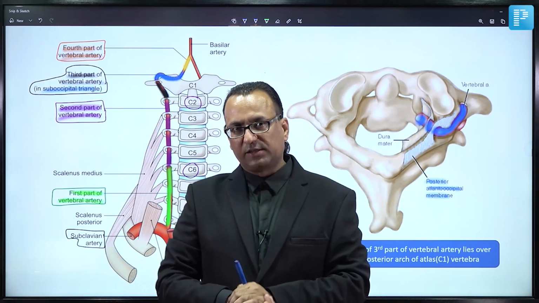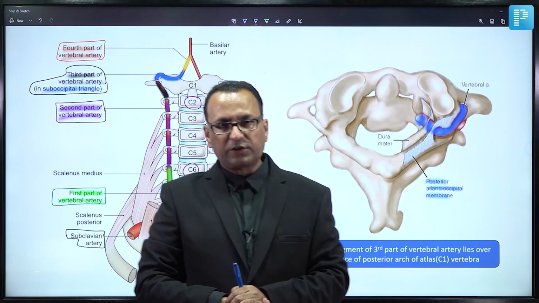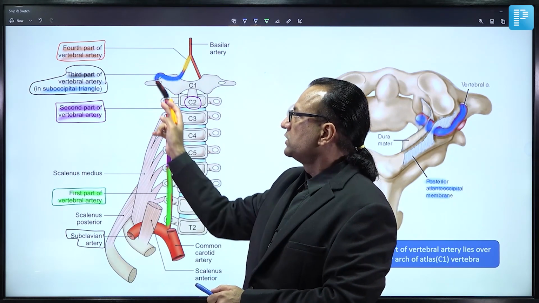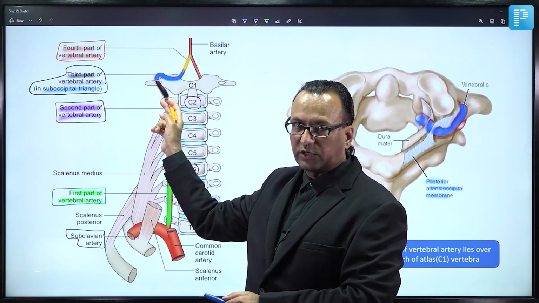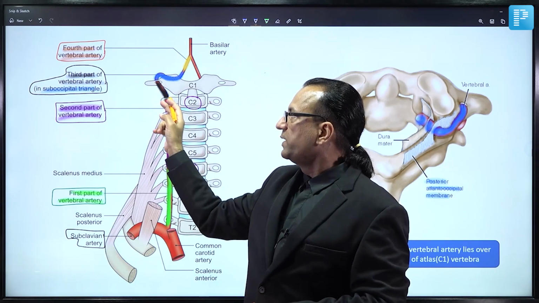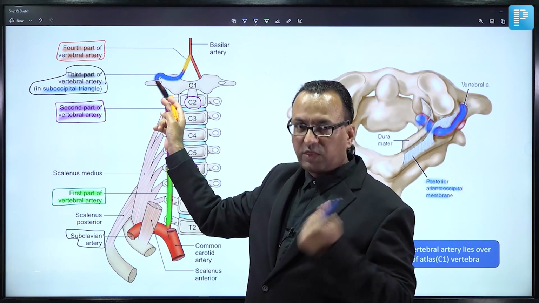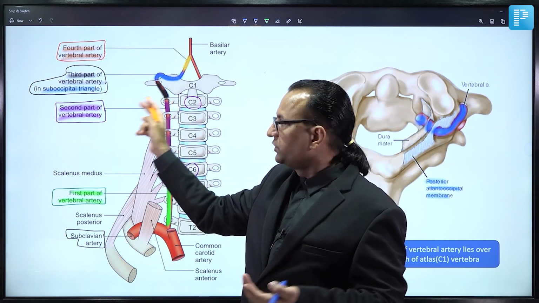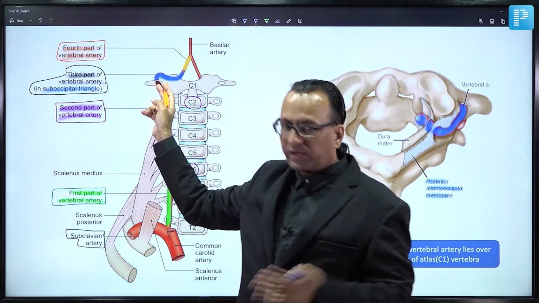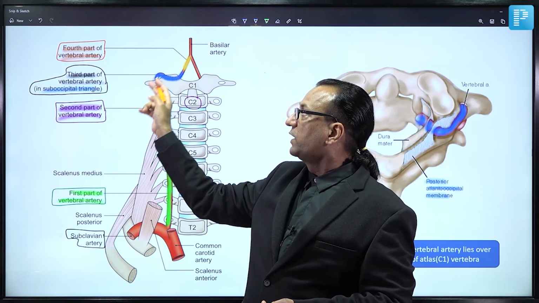And this is what is mentioned in Gray's Anatomy and BD Chaurasia. They do not mention the vertical segment, which very few authors do. So what is this part as per Gray's Anatomy or BD Chaurasia, lying between the foramen transversarium of C2 to C1? They consider it as the second part only. So where is the third part then? It is lying on the posterior arch of the atlas vertebra.